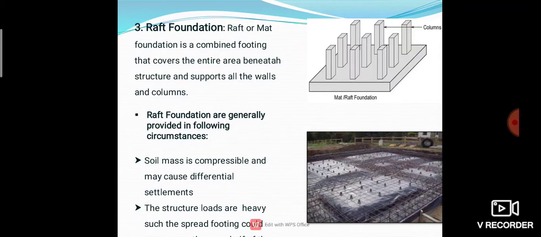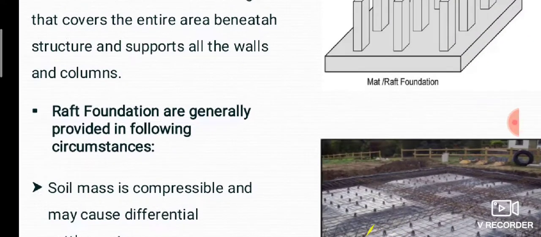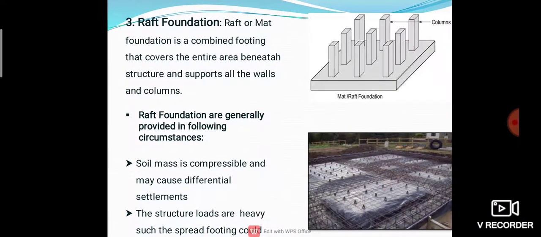Next, raft foundation. Raft or mat foundation is a combined footing that covers the entire area beneath the structure and supports all the walls and columns. So this is the raft footing. It is also called a mat footing. Means like a mat. मैट कैसे होते हैं? Spread all over the area. So this is the mat-like footing.